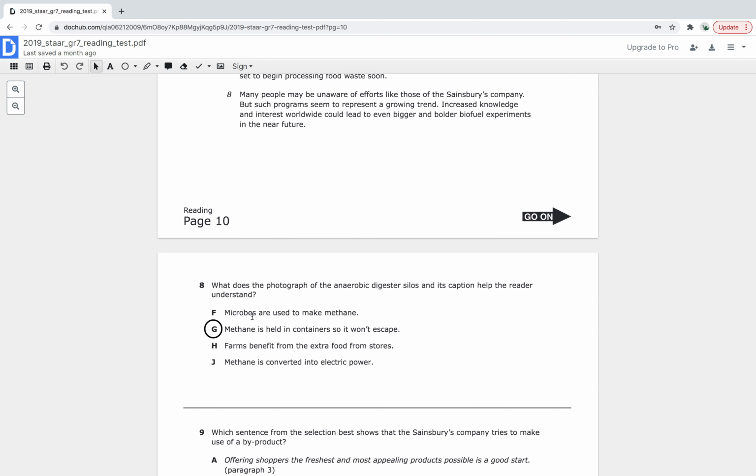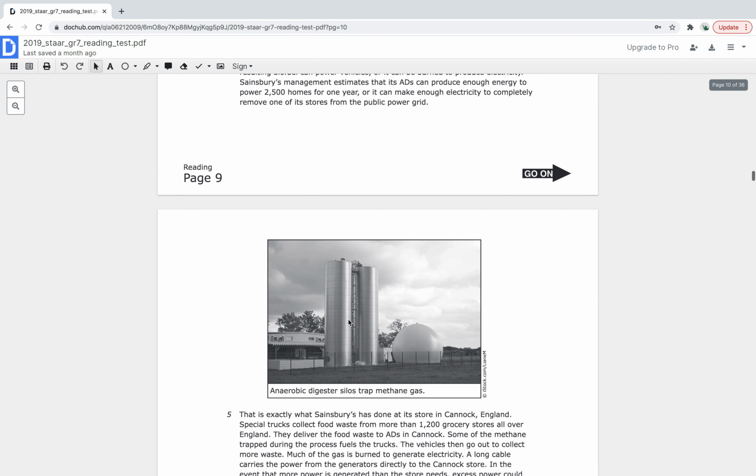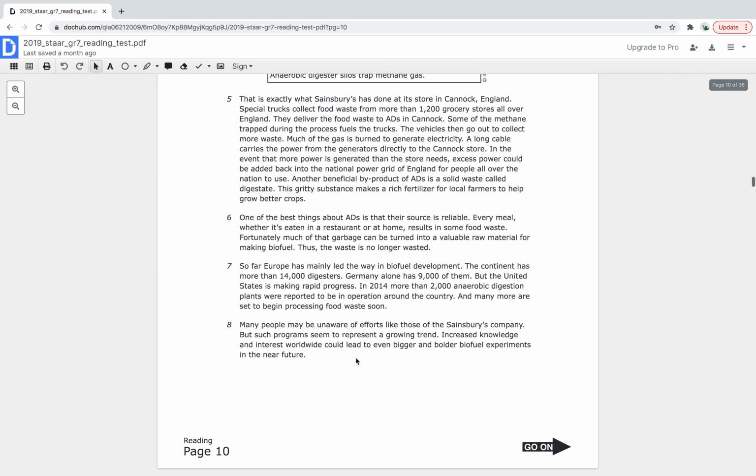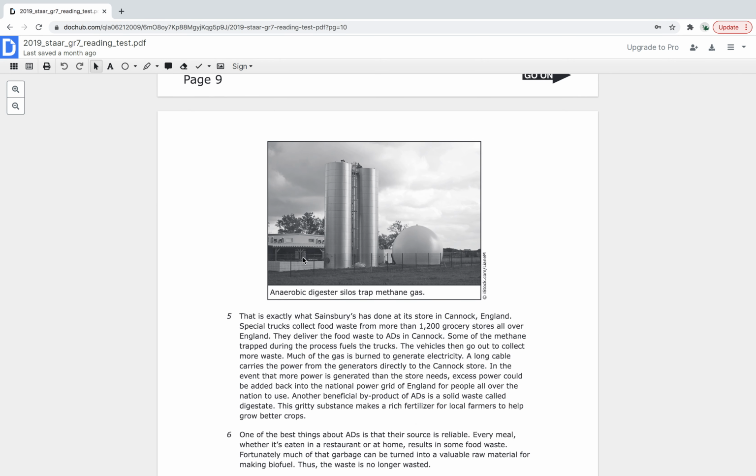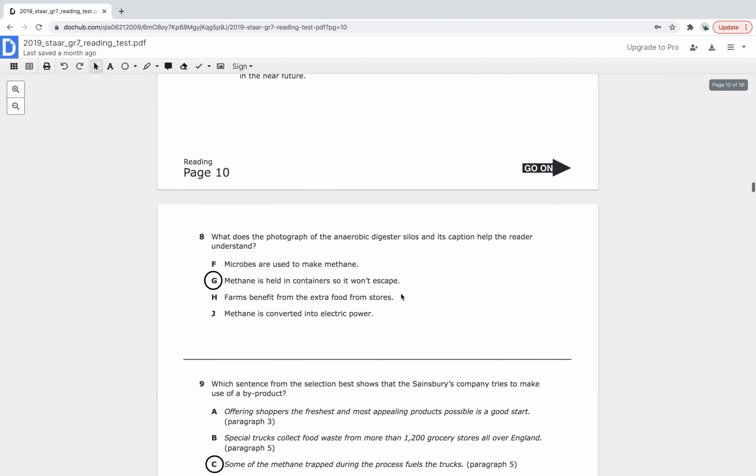Okay, let's read it. Microbes are used to make methane. This doesn't show that microbes are used to make methane. So first off, we have no idea what it's making, and we have no idea what it's using based on this picture and the caption.